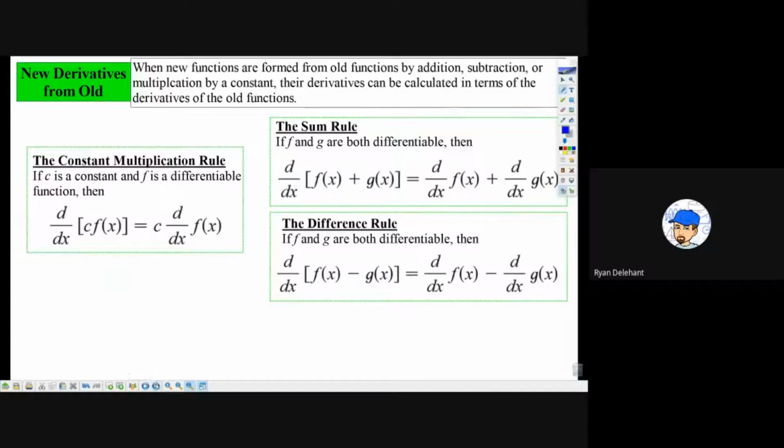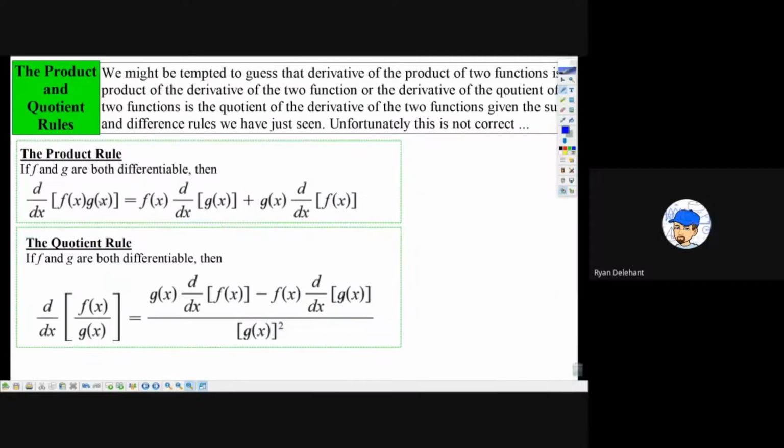Now, when we look past that and we had two functions that were being multiplied or divided, we had what was called the product rule and the quotient rule. And here up top, I said you might be tempted to think that the derivative of the product of two functions is the product of the derivatives. But unfortunately, that's not right. Same thing with the quotient. It's not just the derivative of f of x divided by the derivative of g of x. We actually need to go through this process. So these are going to be something we have to memorize, the product rule and the quotient rule.